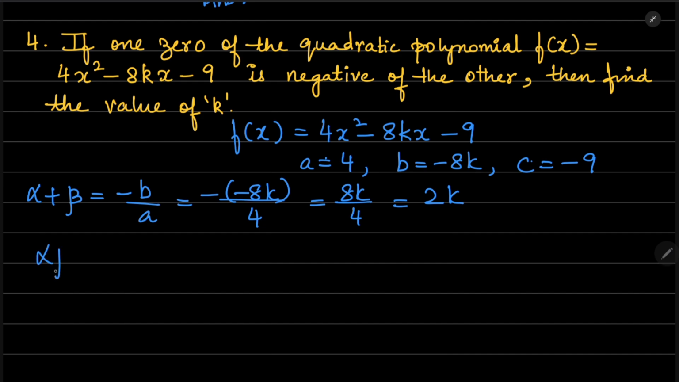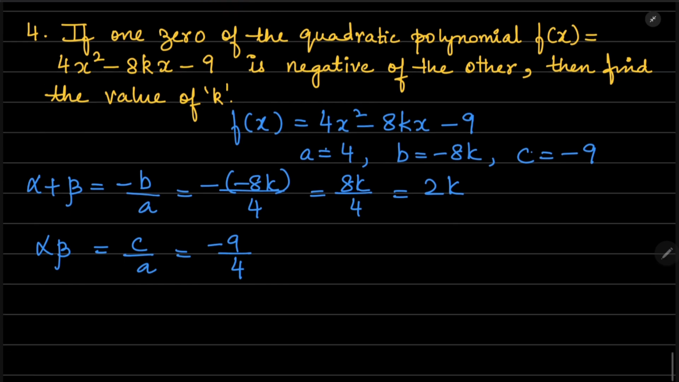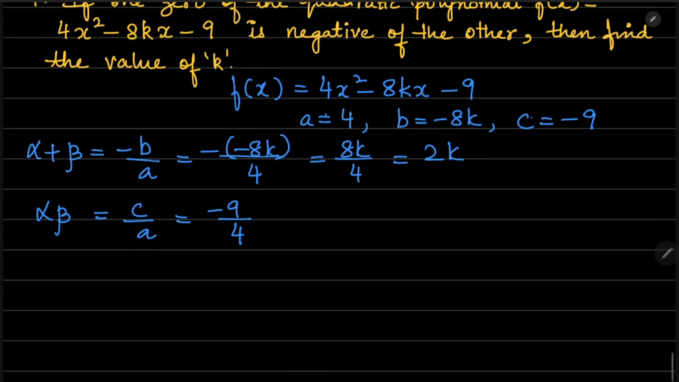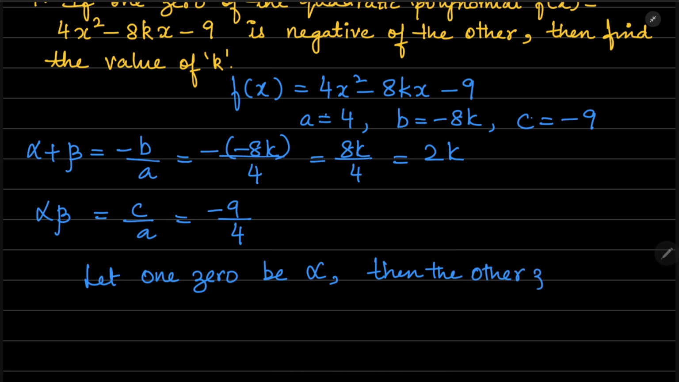Product of the zeros is c by a, so minus 9 by 4. One, you are given that one zero is the negative of the other. That means let one zero be alpha. Then the other zero will be minus alpha.